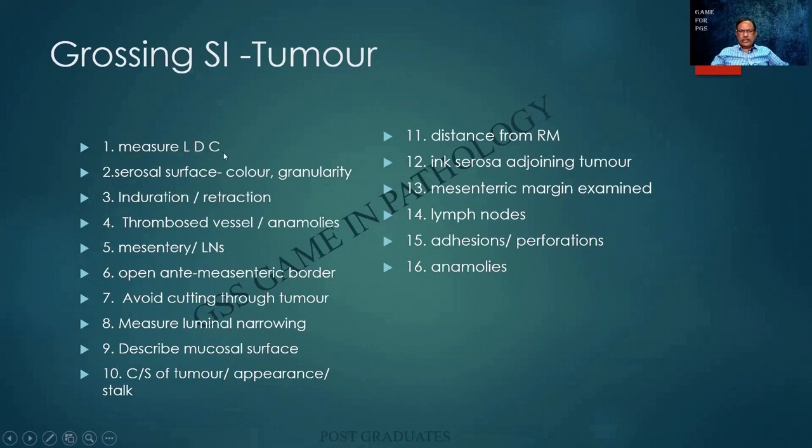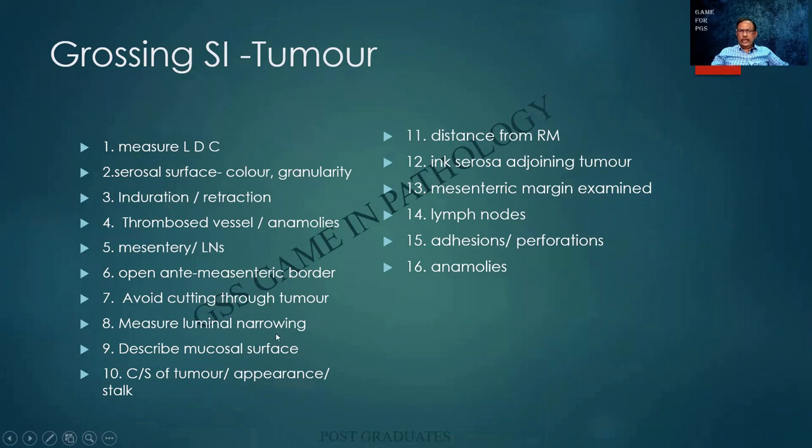Apart from the tumor as such, you will have to look for areas of induration, any area of retraction, thrombosed blood vessels, mesenteric lymph nodes. Always 10 to 12 is the number that we will have to look for. And open an intestine in the anti-mesenteric border. Avoid cutting it through the tumor because you will not be able to reconstruct it.